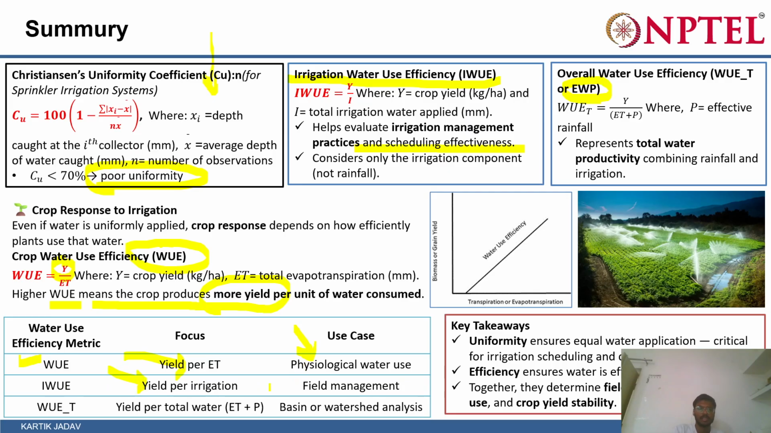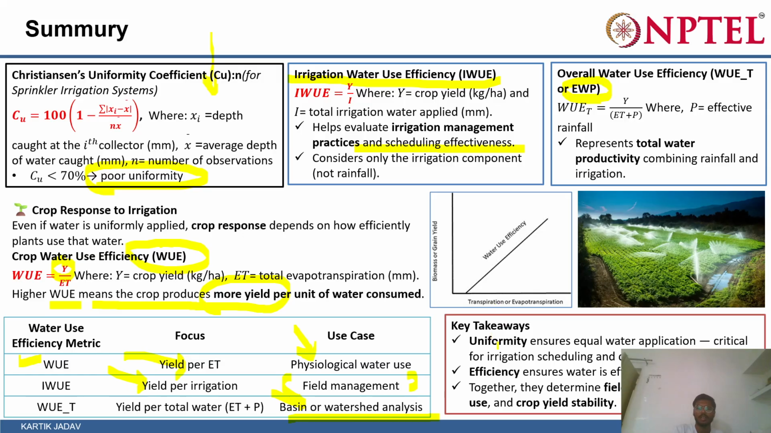So that is yield per irrigation applied. So that provides field management aspects. And water use efficiency in total, so that will give us yield per total water used. So that is more beneficial for basin and watershed analysis.